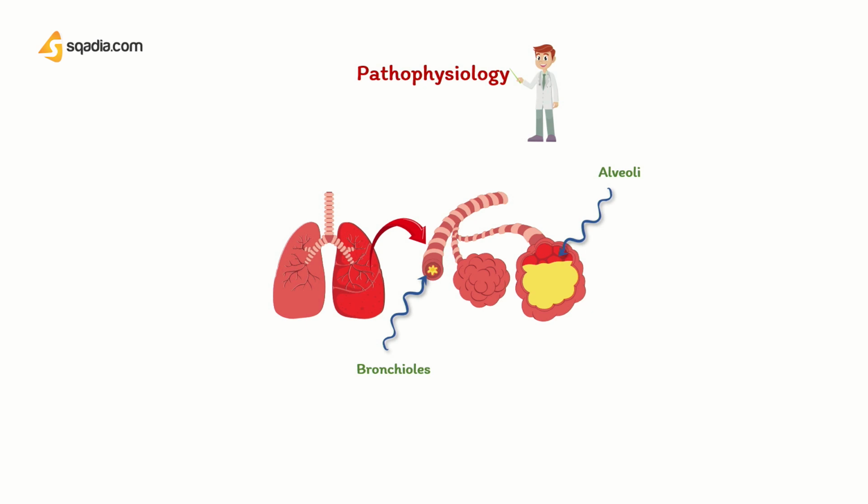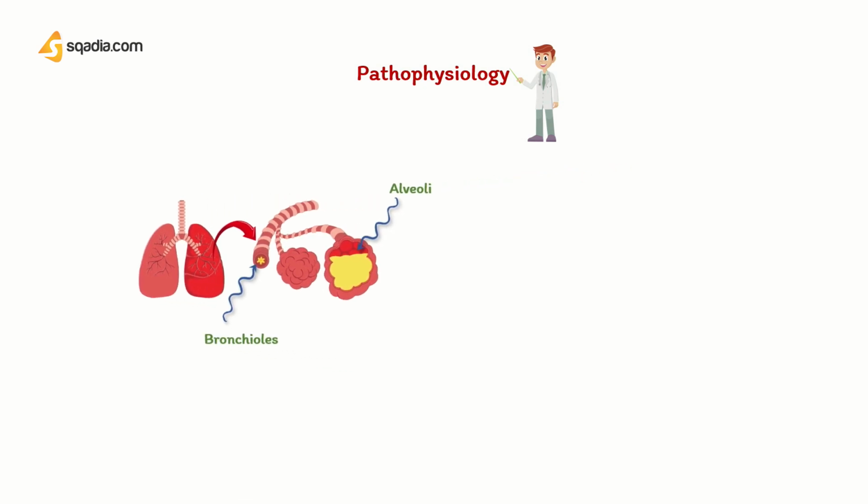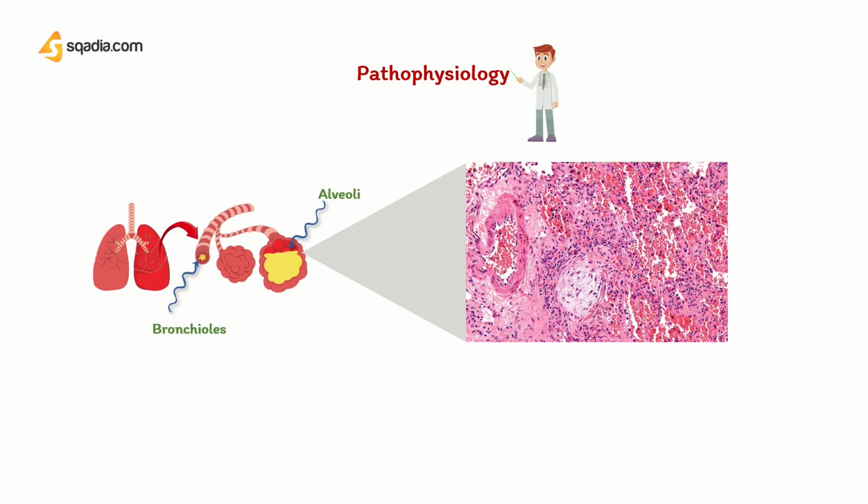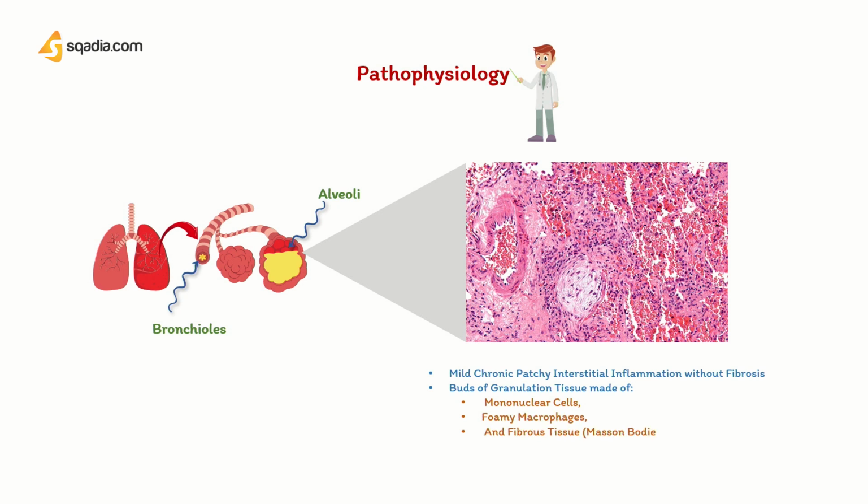Now notice here that in addition to the alveolar inflammatory changes found with regular pneumonia, there is also the involvement of bronchioles. Histologically, it is characterized by mild, chronic, patchy interstitial inflammation without fibrosis, and the presence of buds of granulation tissue made of mononuclear cells, foamy macrophages, and fibrous tissue, which is termed as Mason bodies.